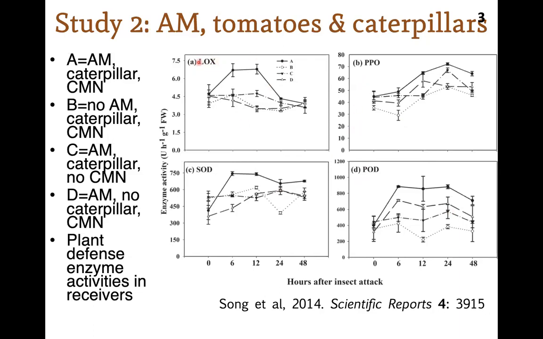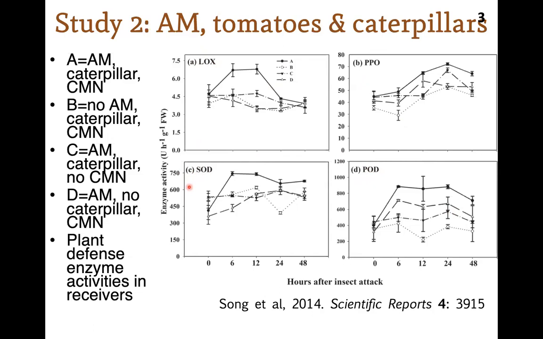And so these names here just represent the different enzymes that they're measuring the activities of. We're not going to cover what these are. It's not important for you to know what they are, but just to know that these are enzymes that people think plants produce as defense response enzymes. And therefore, if a plant is turning on a plant defense response, we would expect the activity of these enzymes to increase. And what they're doing here is measuring the enzymatic activity of these enzymes in the receiver plants.